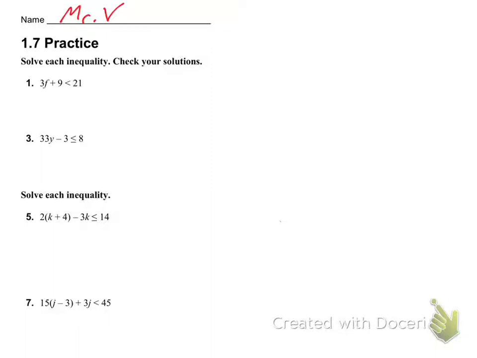This is the 1.7 practice with Mr. V. I'm going to be doing the odds today. So the first one is solve each inequality, and then check your solution. So it's just solving like there would be an equal sign.